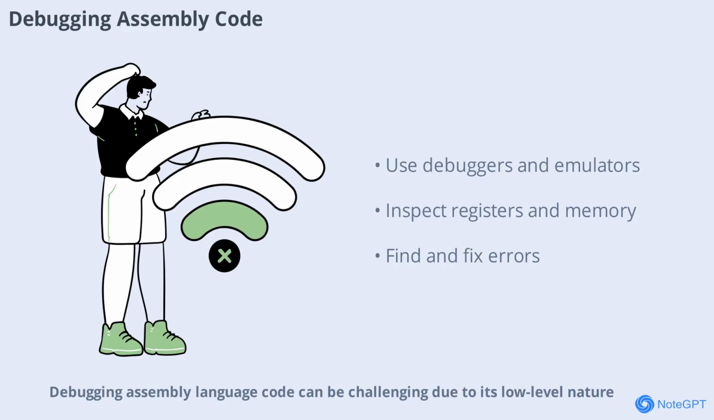Debugging assembly language code can be challenging due to its low-level nature. Programmers often use specialized tools like debuggers and emulators to step through code, inspect registers, and monitor memory. Careful debugging is essential for finding and fixing errors, as even small mistakes can have significant consequences in assembly programming.